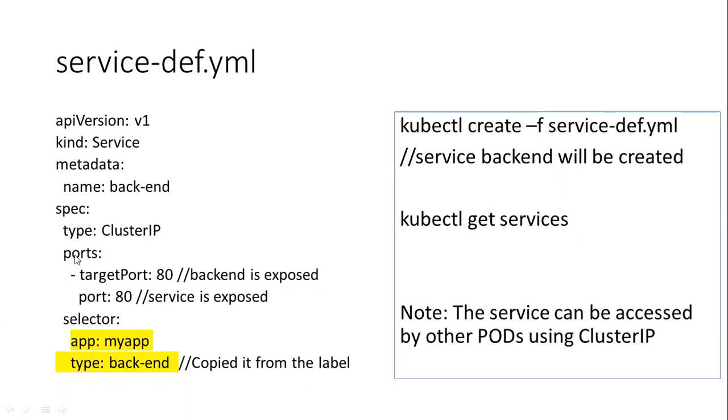Here, ports, target port. The backend is exposed on which port? That is the target port, 80 here. And where the service is exposed, 80. So these two things we need to define. In your environment, you probably might have n number of pods, but I don't need all those pods to be connected by my backend service, right?